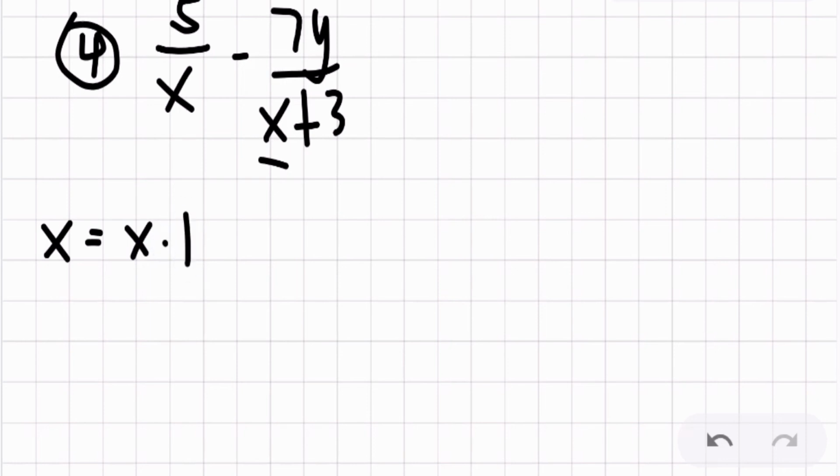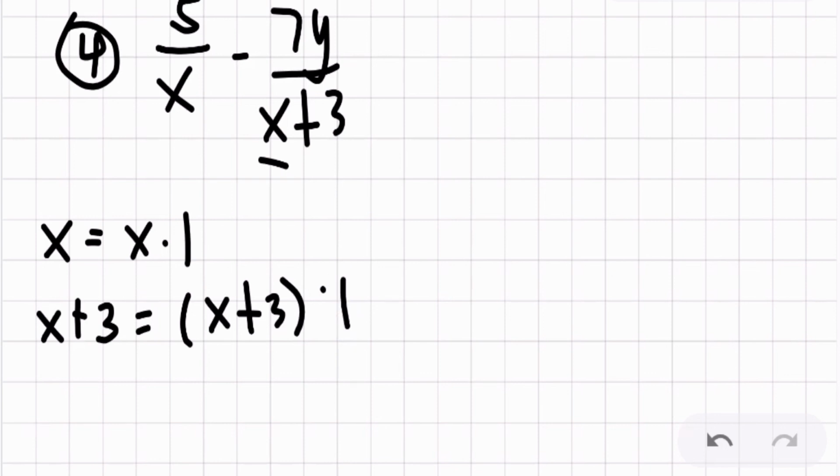Then x plus 3 will still be x plus 3. Factor of x plus 3 is x plus 3. To mean that these are already prime factors. So we can simply get its product for the LCD. So x times x plus 3.